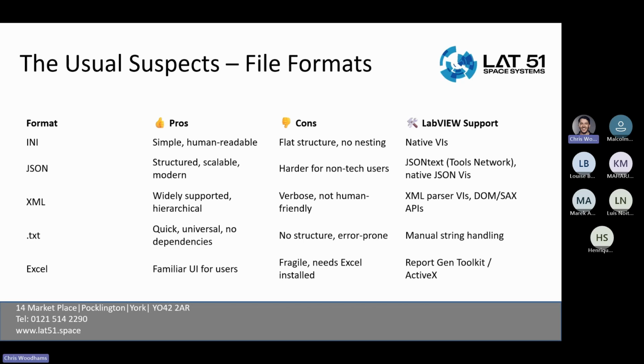JSON for configuration data is similar, so maybe slightly less. And XML. One or two. Okay, so going in order there, most popular in the room is INI.